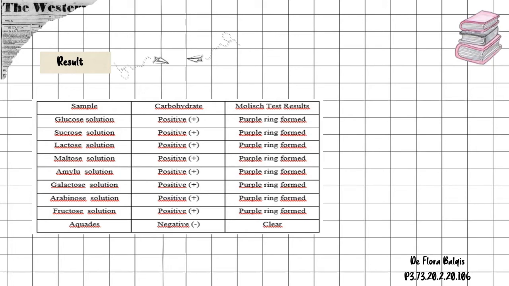We know that the only solution that does not contain carbohydrate is aqueous, because the result is negative and the color of the Molisch test is clear, while for the other solutions, glucose, sucrose, lactose, maltose, amylum, galactose, arabinose, and fructose, a purple ring was formed.